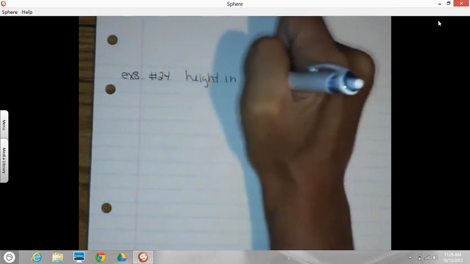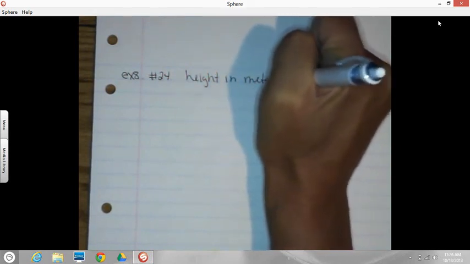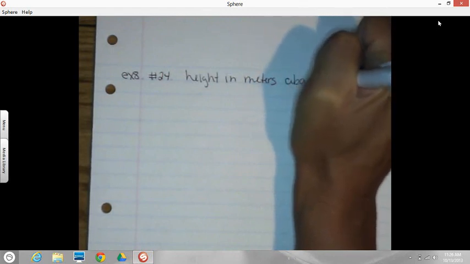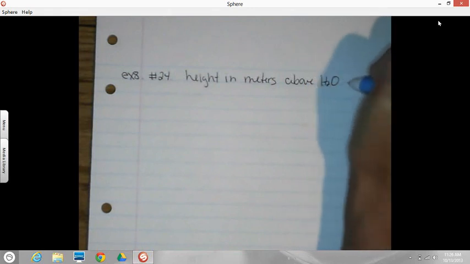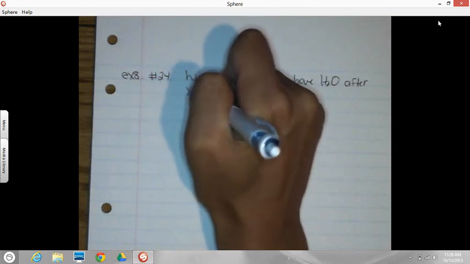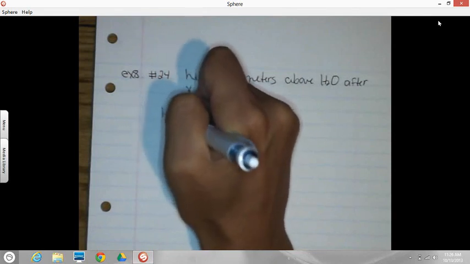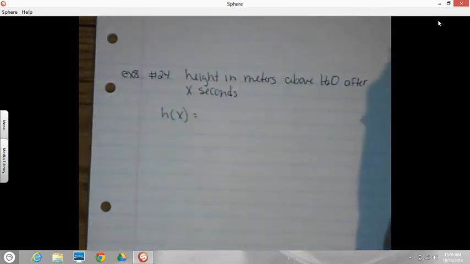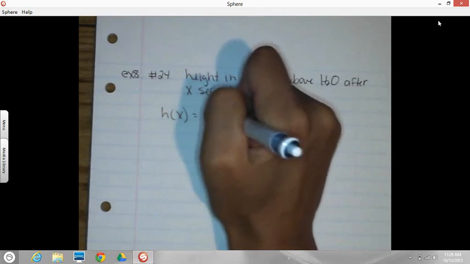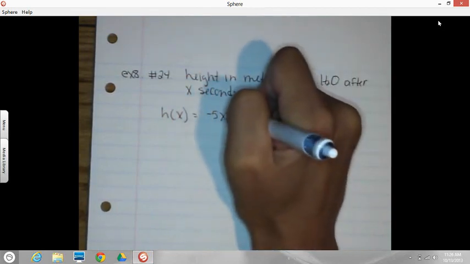As a result, its height above the water. So the height in meters above water after x seconds since he threw it, is given by this equation. Negative 5x squared plus 20x.